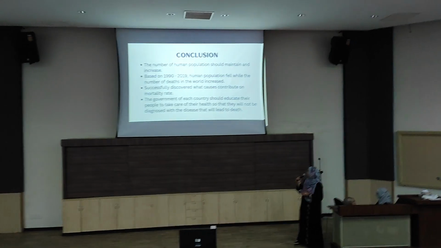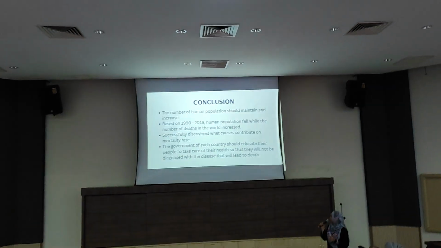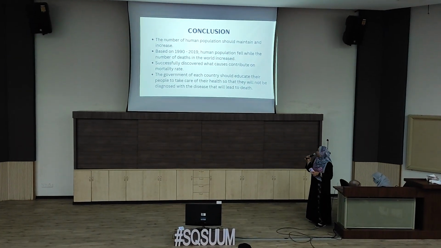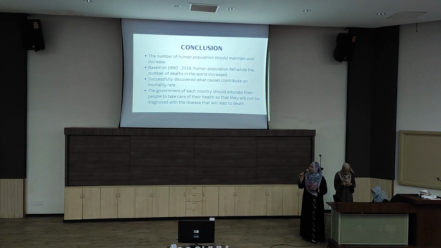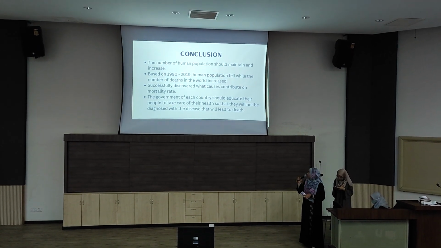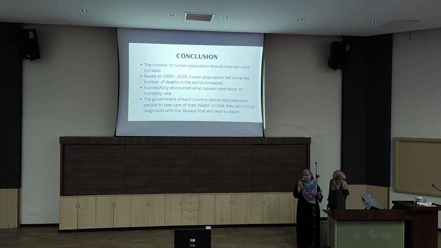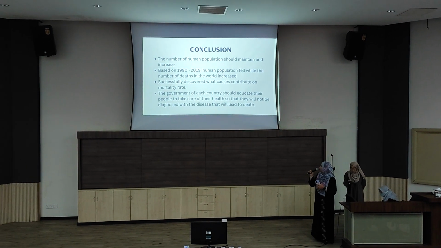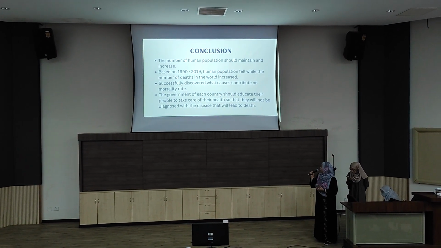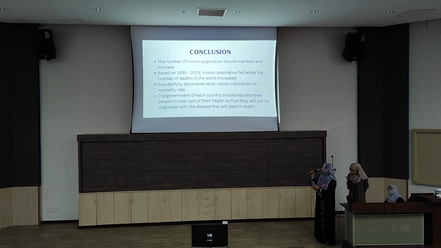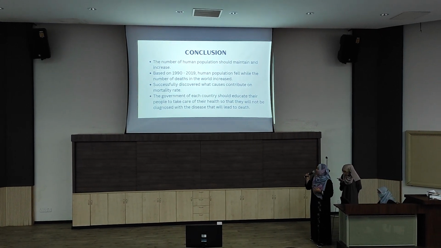So as the conclusion, the human population should be maintained and increase. However, from 1990 until 2019, the human population fell while the number of deaths in the world increased. So successfully discovering what causes contribute to the mortality rate will help the government to increase the human population, and the government should educate their people to take care of their health so that they will not be diagnosed with diseases that will lead to death.